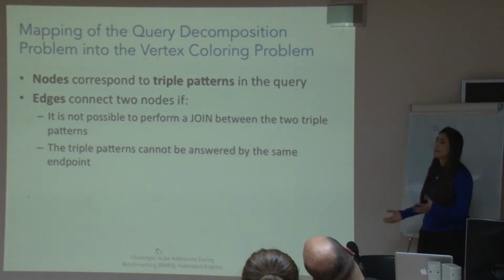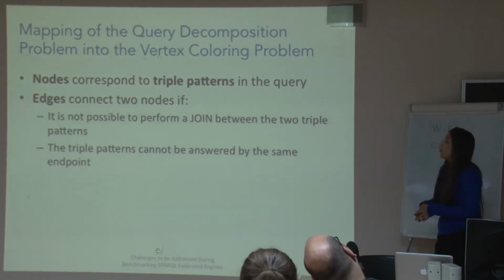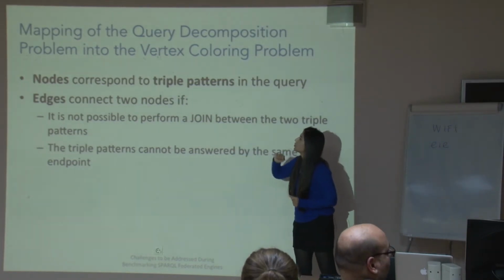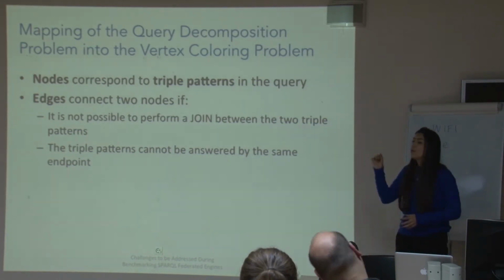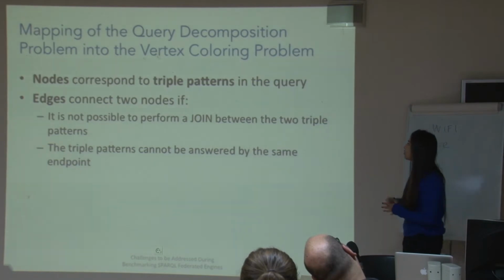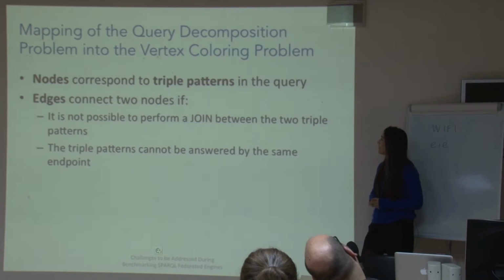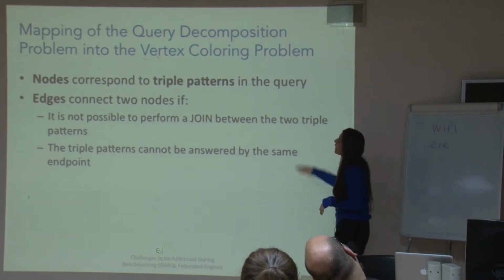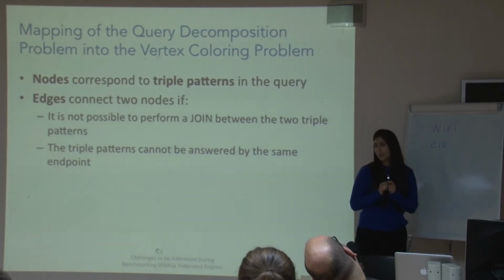So how do we map our query decomposition problem into this problem? We are going to draw nodes in the vertex coloring graph, and these nodes correspond to the triple patterns that we have in the original SPARQL query. And we're going to add edges between those nodes only if it is not possible to perform a join between the 2 triples, so we don't allow Cartesian products in a single star. Also, the triple patterns that cannot be answered by the same endpoint are going to be connected by an edge.